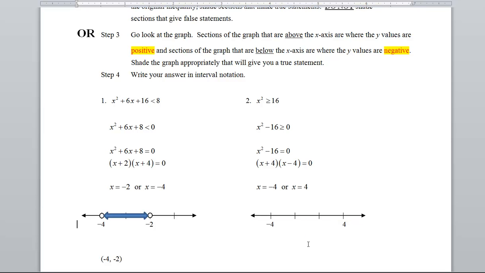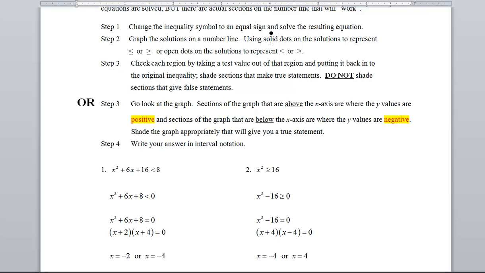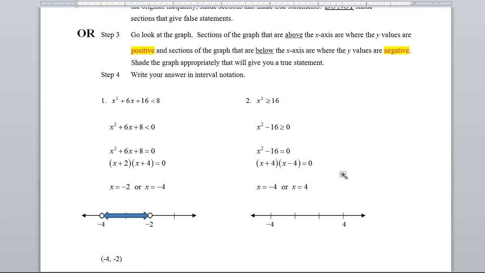So let me get rid of that. So now, what kind of dots do I need? Hopefully you said solid, because this is greater than or equal to. So let me go snag my solid dot up here. We'll use it. Maybe I'll make it a little bit bigger. Oh well, that's okay. So let's put it at -4 and at 4. Okay.